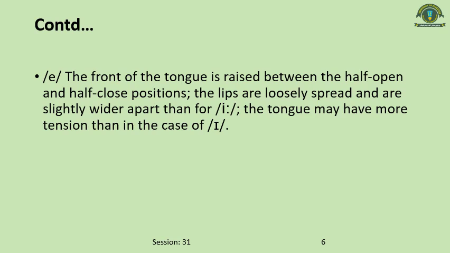The front of the tongue is raised between the half open and half closed positions. The lips are loosely spread and are slightly wider apart than for E. The tongue may have more tension than in the case of I. So, that is in between what? E and I. It is not the other sound. What is the sound? The sound is A.